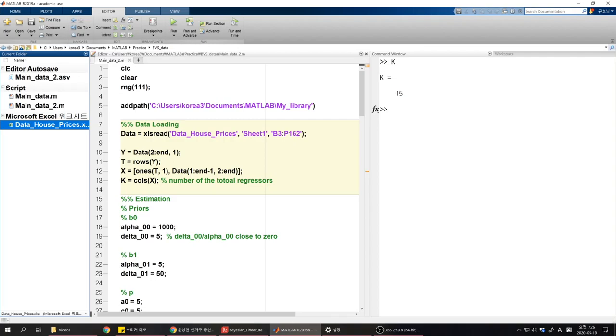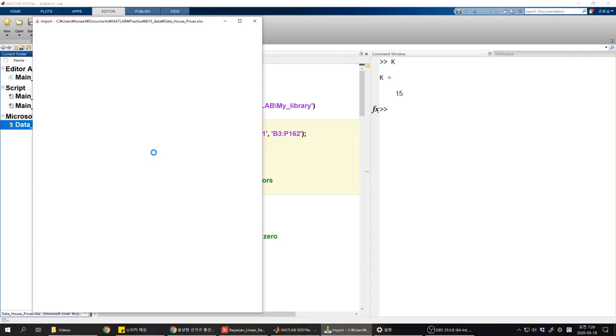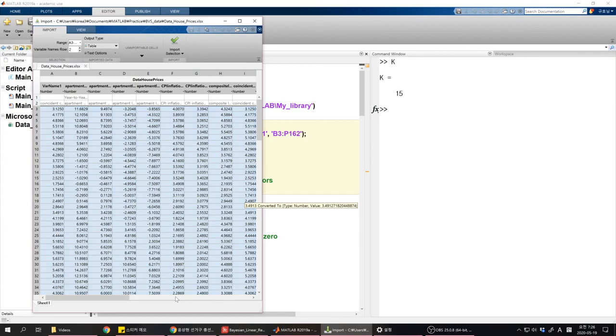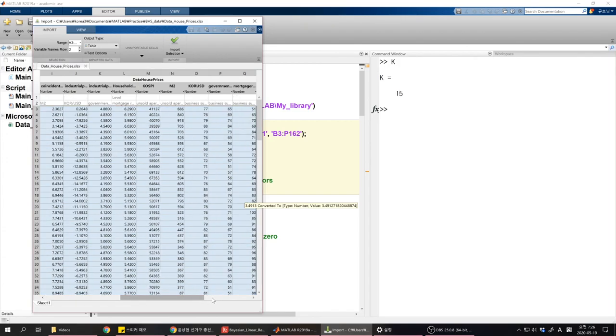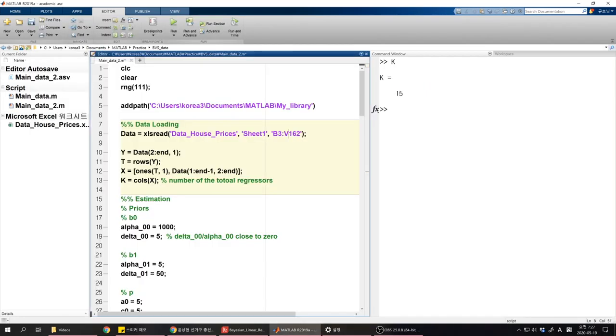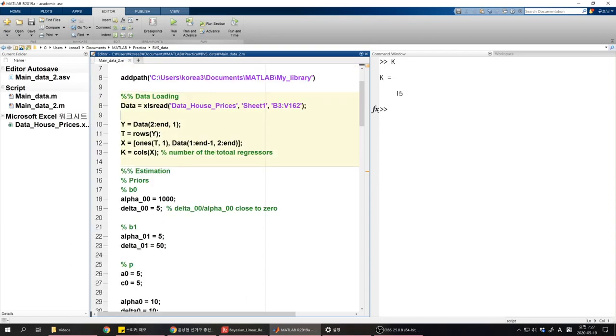I'm opening this Excel file. So let's go to the last one, V, I guess. Yeah, V. Anything to change? Anything else? I don't think so.